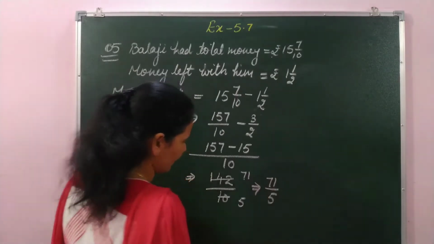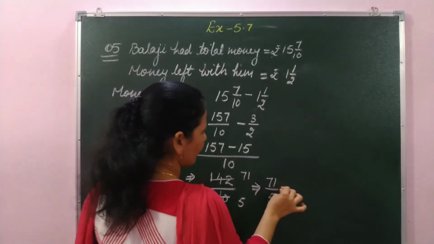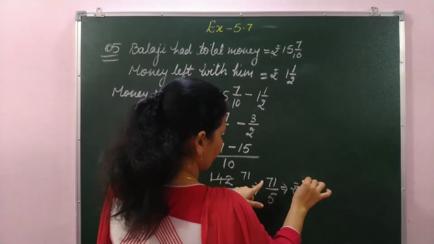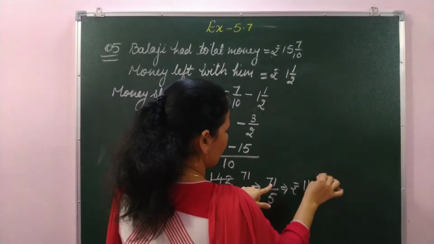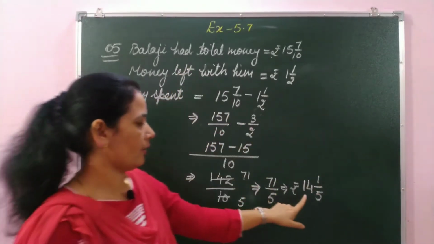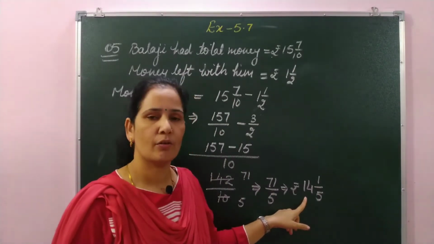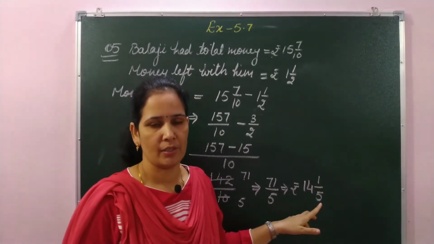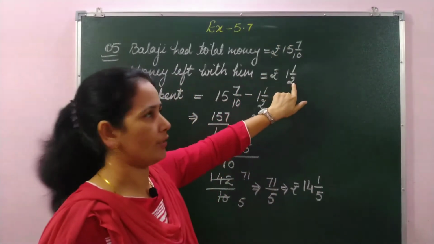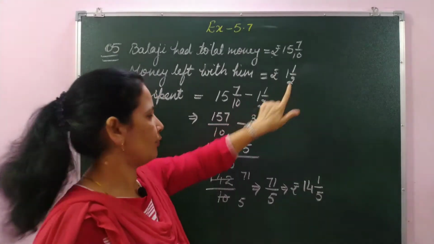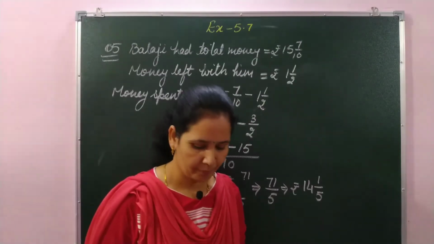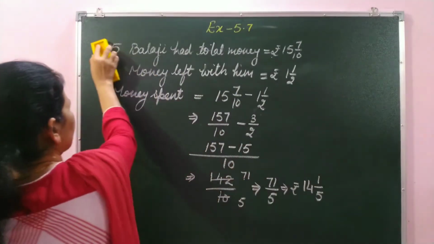If we convert 71 by 5 into a mixed fraction, we get rupees 14 1 by 5, since 5 times 14 is 70 and the remainder is 1. So how much money did Balaji spend on stationery items? That is rupees 14 1 by 5. Students, what we did here is from the total money we subtracted the money left, and then we got the money spent by Balaji in the market. Now let's move to the next question.